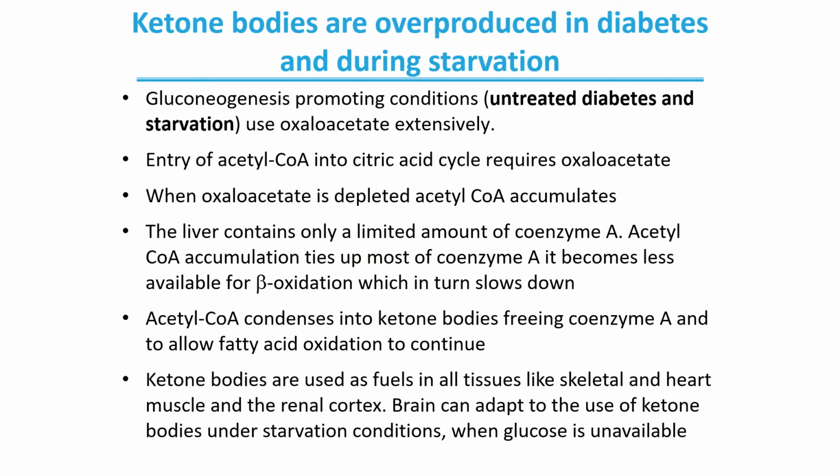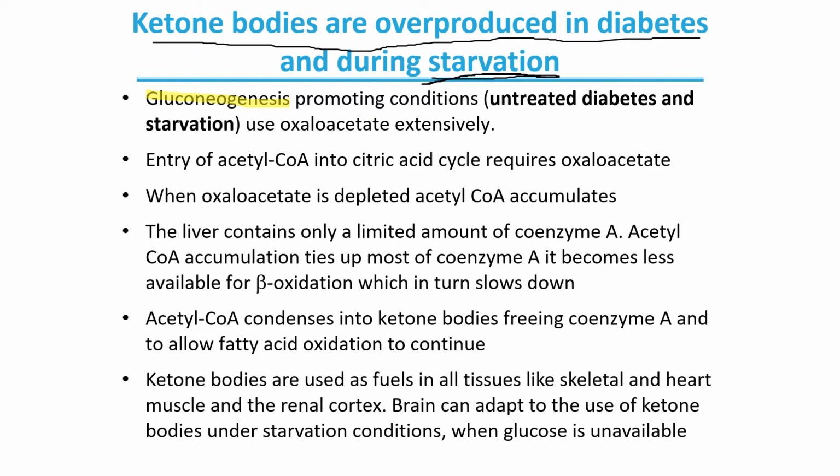So as I said, ketone bodies are overproduced during certain conditions, and these conditions are diabetes mellitus and starvation, when we are not eating for a long period of time. These conditions will cause an increase in gluconeogenesis. So you need to know a few cycles which we read in carbohydrate metabolism to understand this whole concept of ketone bodies a little bit better.